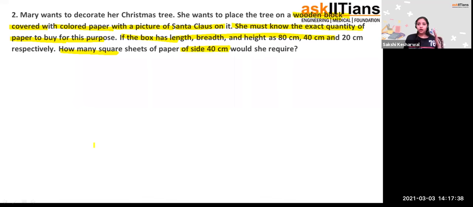So first, if you are going to decorate the cuboid, you're not going to decorate the base and the top, yes or no? The base you're going to keep on the ground, so you don't decorate the ground part. And on the top part, there will be a tray. So what will you be finding out? You will be finding out the CSA of the cuboid, right? What is given, beta?